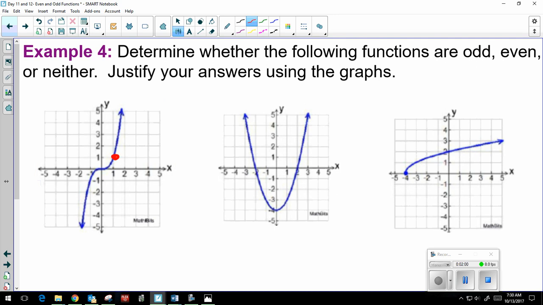So I have the point here, 1, 1. This is the point here, negative 1, negative 1. That's another way to check as well. So this is odd. My next one, in the middle, I have a parabola.